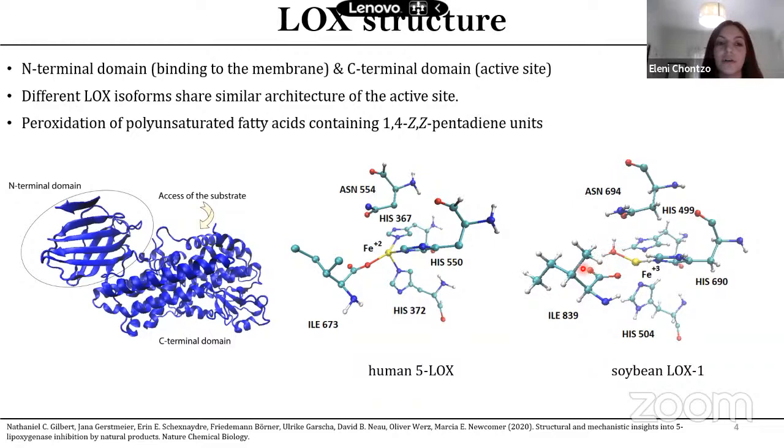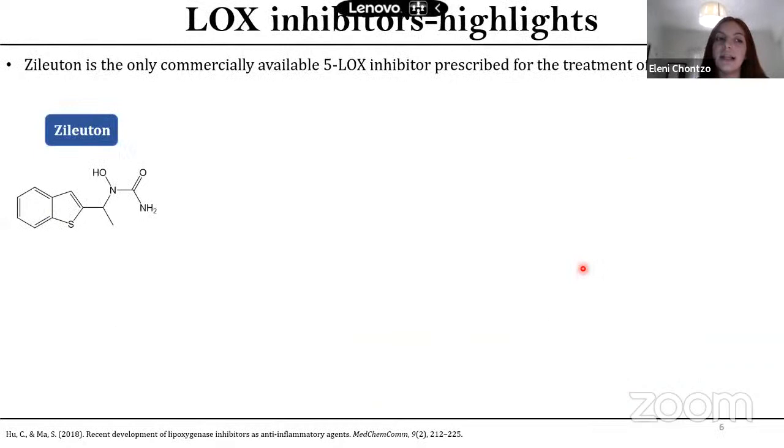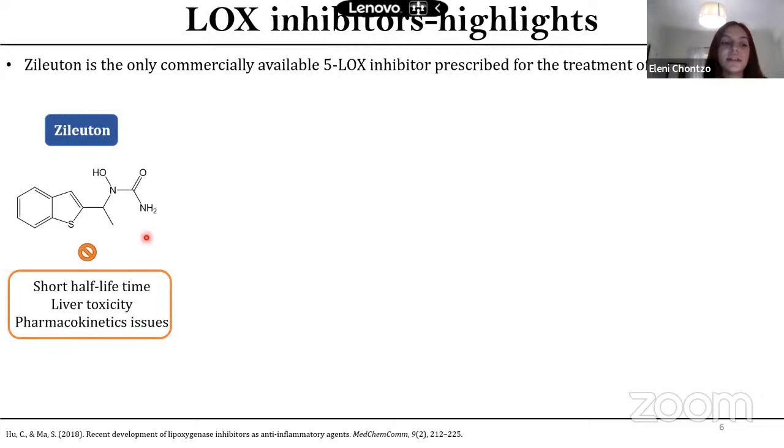The only commercially available inhibitor for targeting 5-LOX is Zileuton, and it's prescribed for the treatment of asthma. However, it presents liver toxicity and pharmacokinetics issues.